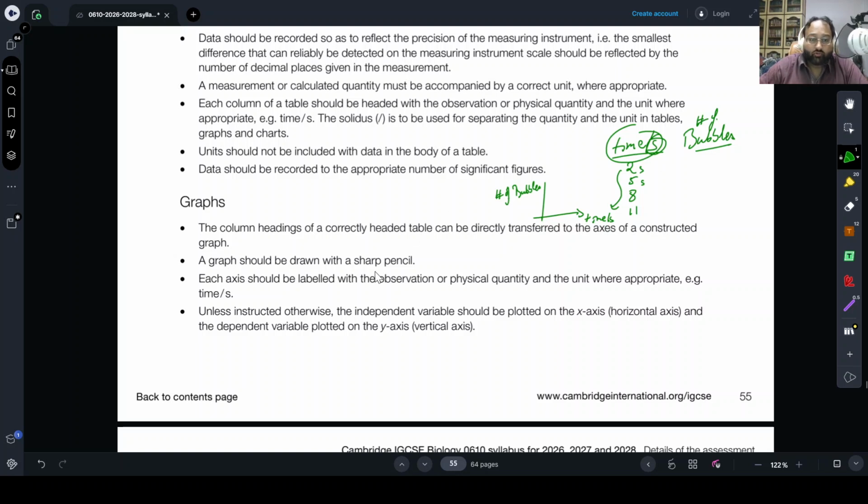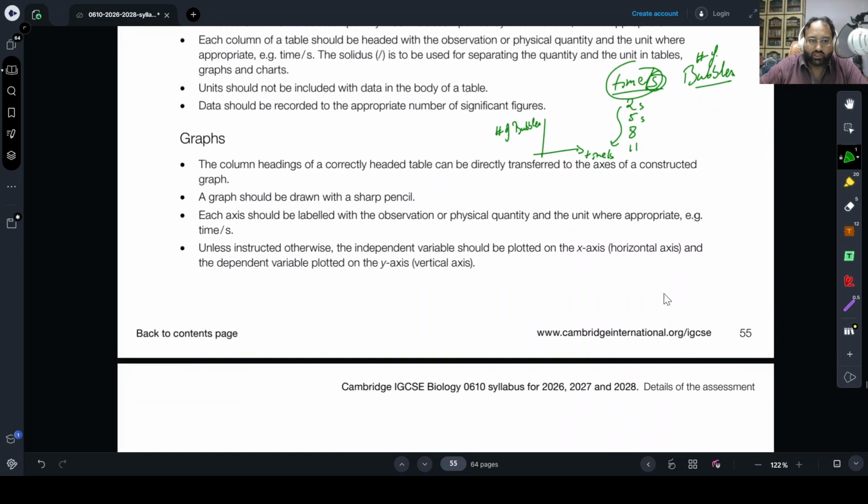A graph should be drawn with a sharp pencil, not a blunt pencil, no thick lines, no broken lines, no overwriting. Each axis should be labeled with the observation or physical quantity and the unit where appropriate. Unless instructed otherwise, the independent variable, this is very important, should be plotted on the x-axis.